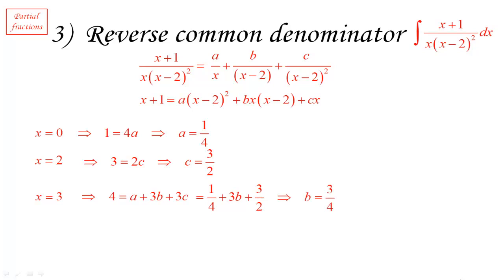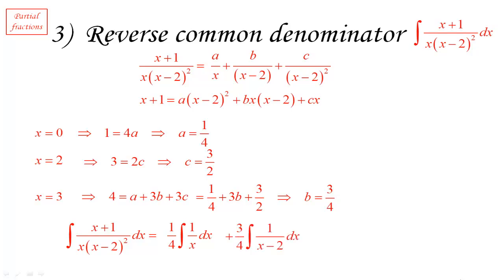So I've got all three of them, so that means that the integral I'm looking for can be written as the integral of, remember 1/4 was the value of a, so that's in front of the integral of 1/x. And then the 3/4 was the value of b, that's going to be in front of the integral of 1/(x minus 2). And 3/2 was the value of c, which is going to be in front of 1/(x minus 2) squared. Again, these are three integrals that we know how to do, and therefore I'm going to leave it up to you to figure out what the complete answer to this question is.